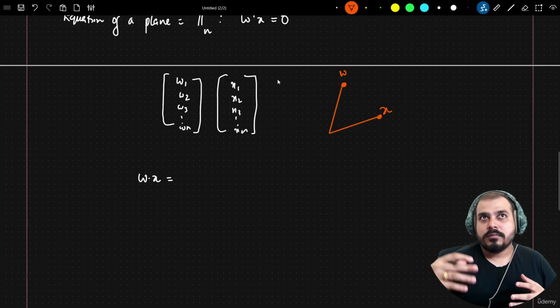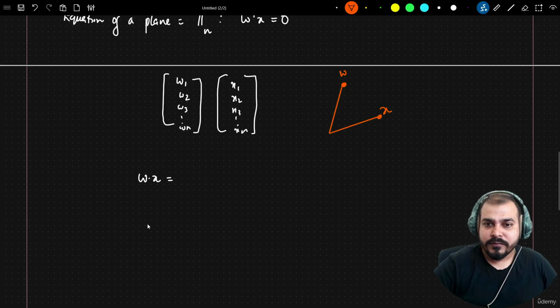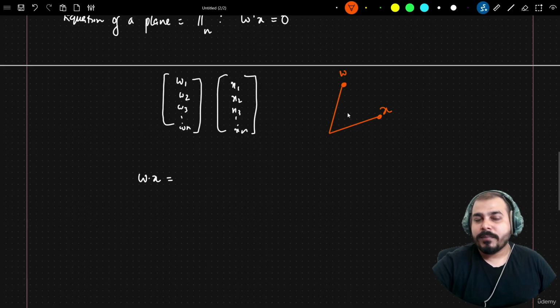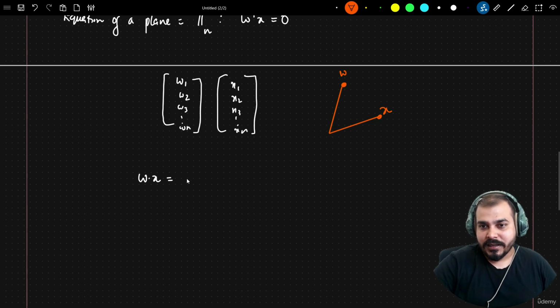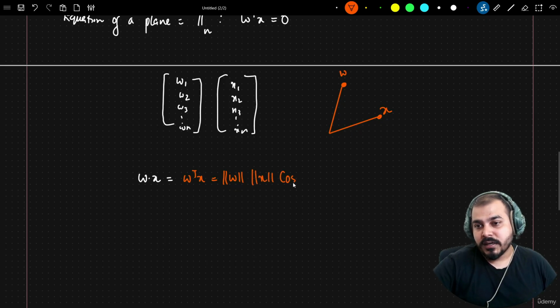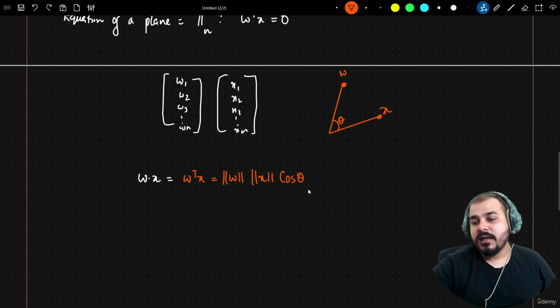But if I just talk in terms of linear algebra, and if we try to see how this dot operation can be specified mathematically, here I will specifically write W transpose X. It is nothing but magnitude of W multiplied by magnitude of X multiplied by cos theta. And this cos theta will basically give my angle between the W and X vectors, if I'm talking about them as vectors, right? This in turn will be equal to 0, okay?